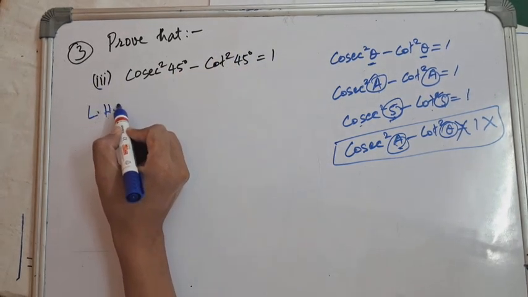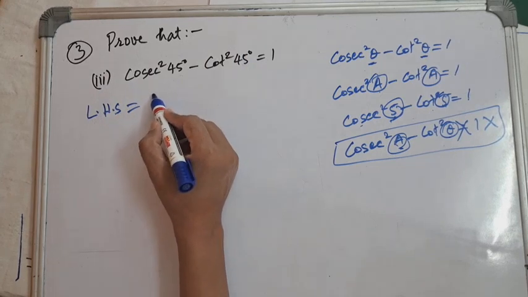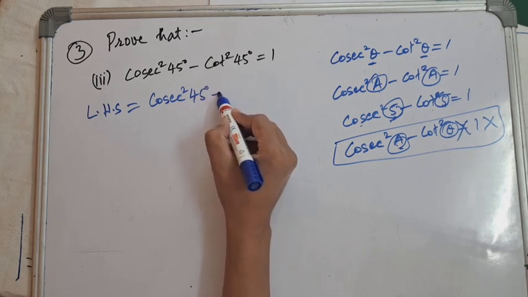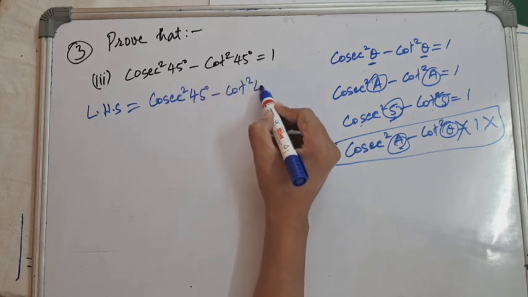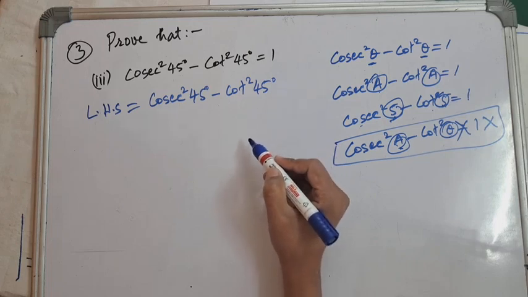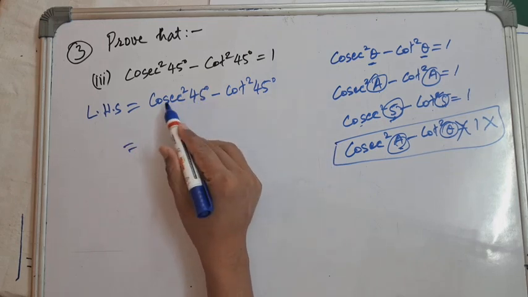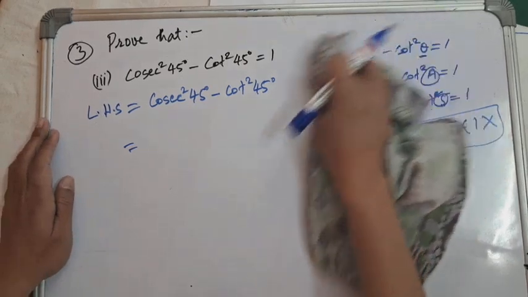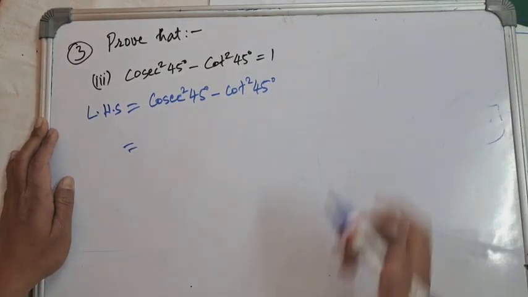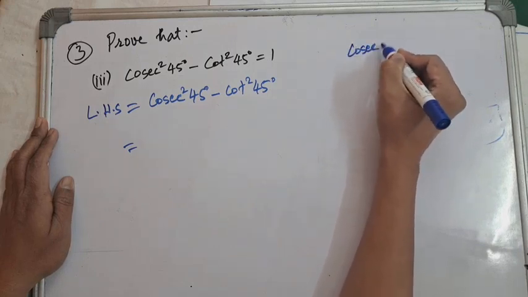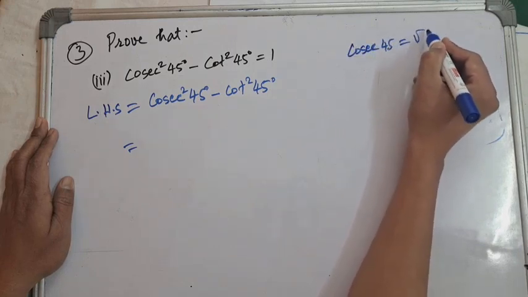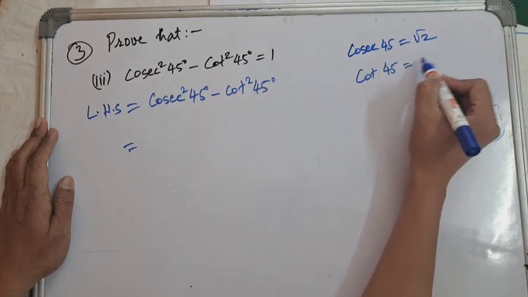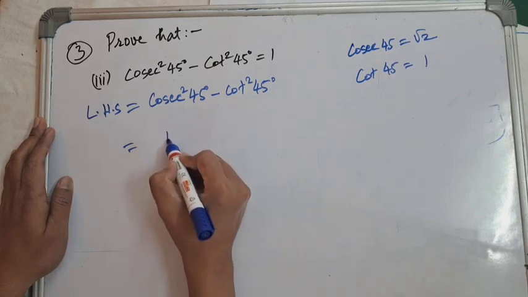Left hand side, let me copy the left hand side of the equation. Cosec square 45 degree minus cot square 45 degree. This is what we have in the left hand side, isn't it? Now, what is the value of cosec 45? Cosec 45 is root 2. Cosec 45 equal to root 2. And cot 45 equal to 1.